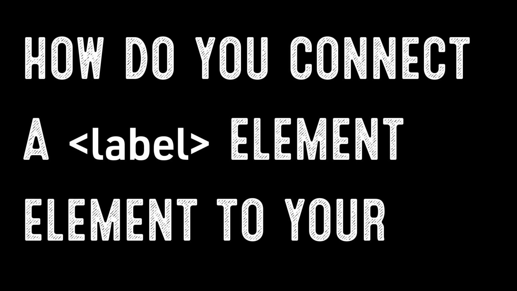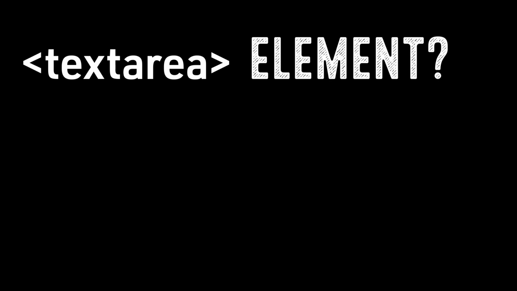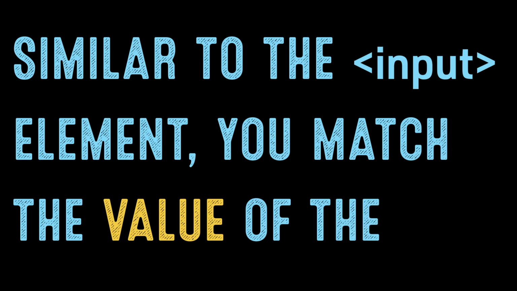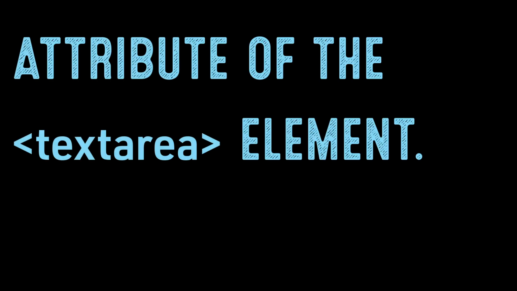How do you connect a label element to your text area element? Similar to the input element, you match the value of the for attribute for the label element to the ID attribute of the text area element. Here is a code example.